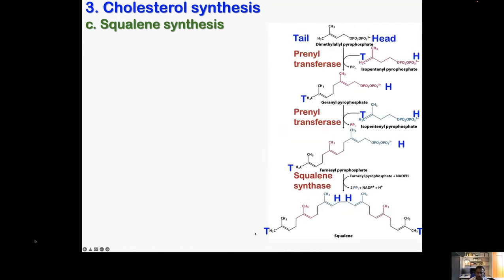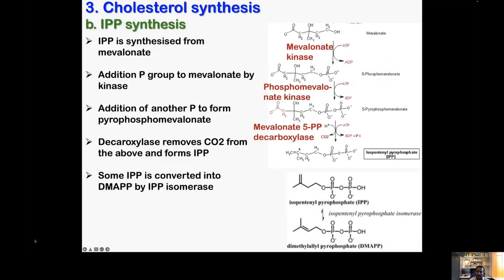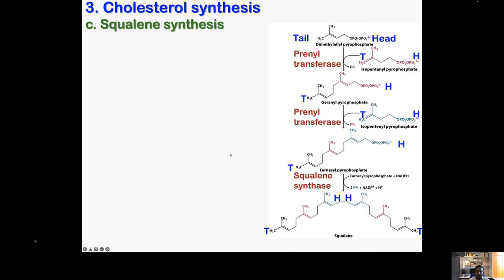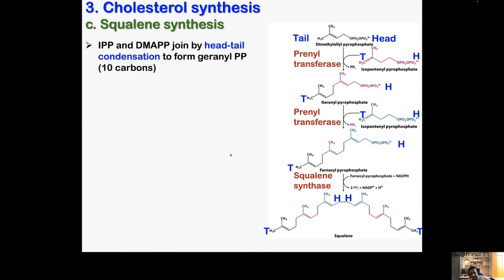So now these two molecules are ready and each molecule contains 5 carbon. Remember, even though mevalonate contains 6 carbon, carbon dioxide was released, therefore each will have 5 carbon here. Now the next step in cholesterol biosynthesis is squalene synthesis. That's the next molecule that is going to be produced. Squalene. So here both IPP and the DMAPP will be utilized.